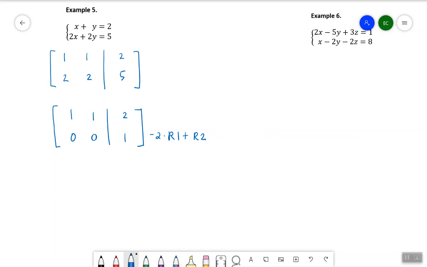And so in order to make sense out of what this means, let's just go ahead and convert that second row back to an equation. What does that equation say? It says 0 times x plus 0 times y is equal to 1. The left side simplifies to 0. We have 0 is equal to 1, which is a contradiction. So we can say that the system is inconsistent, and we can say there's no solution.